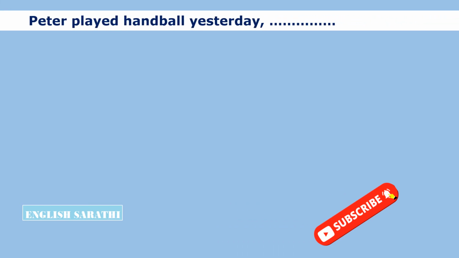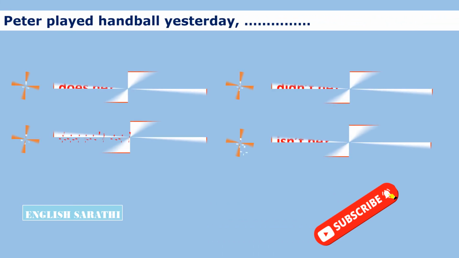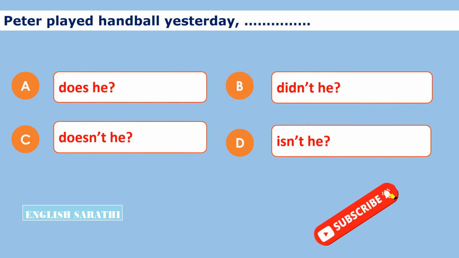Peter played handball yesterday. Look at the following options. Option A, does he? Option B, didn't he? Option C, doesn't he? Option D, isn't he? The right answer is option B, didn't he?